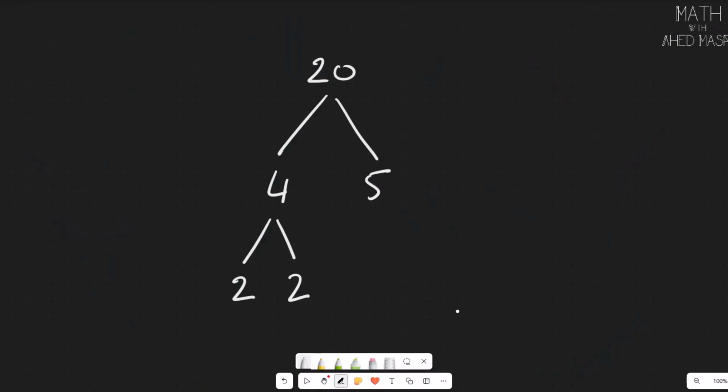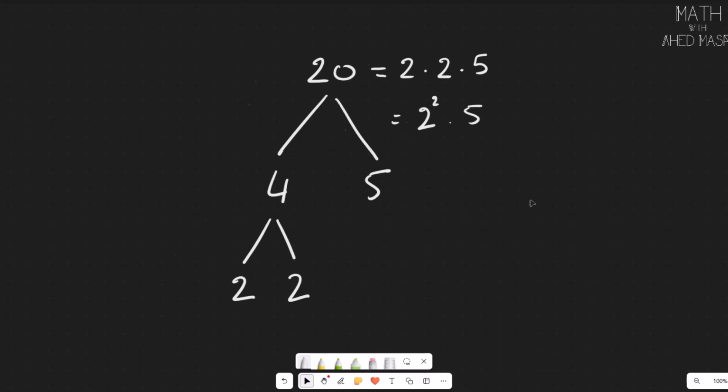Welcome everyone. In this lesson we'll learn how to do prime factorization. Prime factorization means expressing the number as a product of prime numbers. Like in this case it will be 2 times 2 times 5, or I can simply write it as 2 to the power of 2 multiplied by 5. And speaking of which, a prime number is simply a number that cannot be divided any further. That means I cannot break it down anymore.